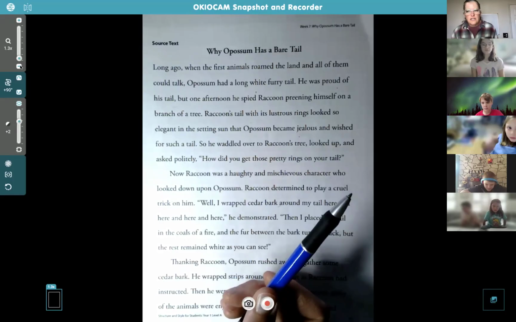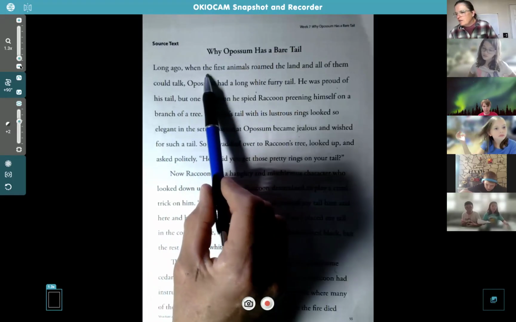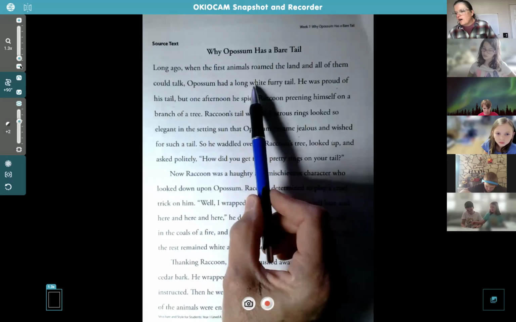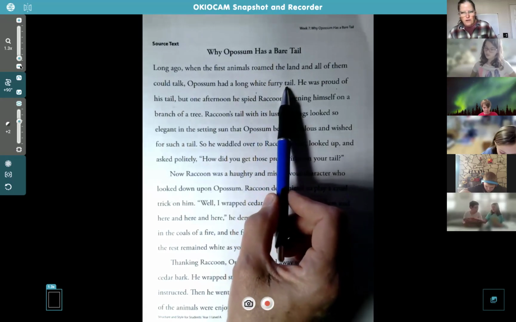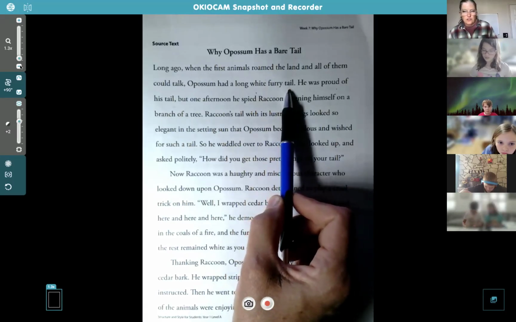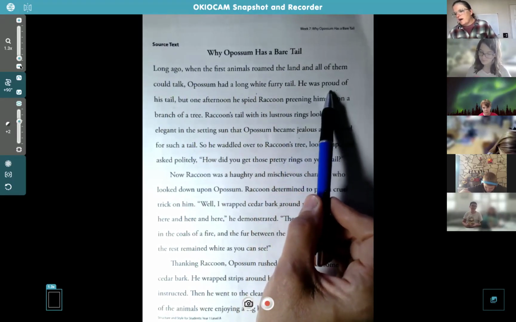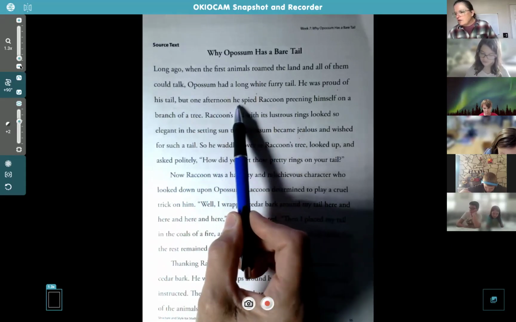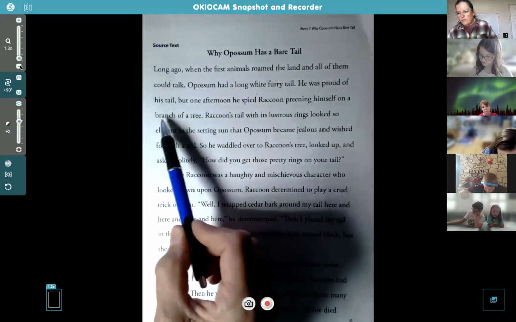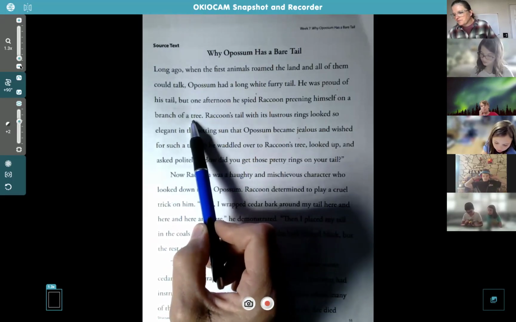I'm going to read it and I want you guys to think about what lesson you can learn from this. Long ago, when the first animals roamed the land and all of them could talk, opossum had a long, white, furry tail. By the way, I forgot to tell you, this is fantasy. It's made up. It's a fiction story. You probably already figured that out because animals don't talk. Okay. He was proud of his tail. But one afternoon he spied Raccoon preening himself on a branch of a tree. Sorry. Preening means cleaning himself. That's what he was doing.